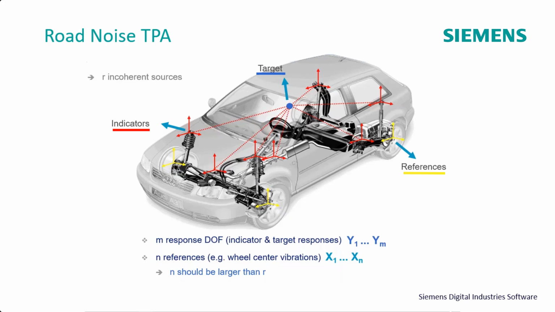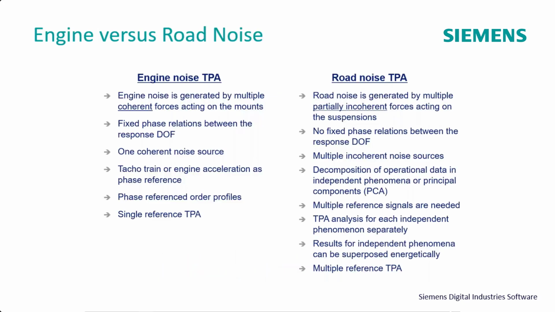And if we consider that we have R incoherent sources and we have M responses, those are your target responses as well as the indicator responses that are going to be used to calculate the forces. And then you've got your references, which are either going to be the wheel center vibrations or possibly the microphones in the car. The number of references needs to be larger than the number of sources. So that's why on the slide back here, I said that multiple reference signals are needed.